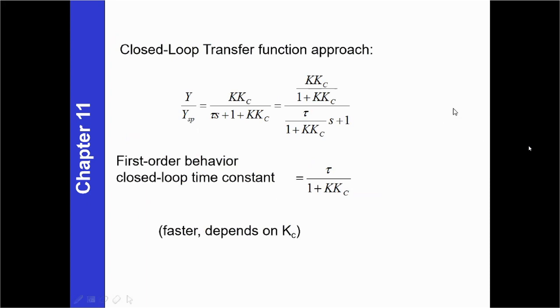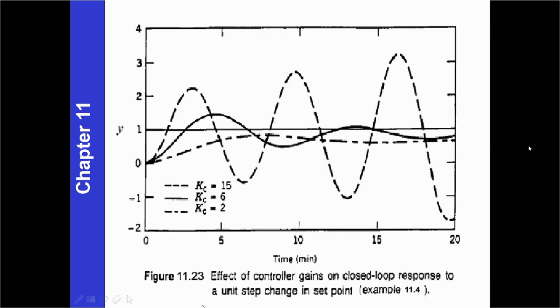And for the closed loop transfer function approach, we have y over y_sp equal to K Kc over tau s plus 1 plus K Kc, which is equation 5 here. And the first order behavior closed loop time constant equal to tau over 1 plus K Kc. So in this case, with a first order process and proportional control, you can say that it is faster and depends only on Kc. In this case, the effect of the controller on closed loop response to a unit step in set point is given by this one here.